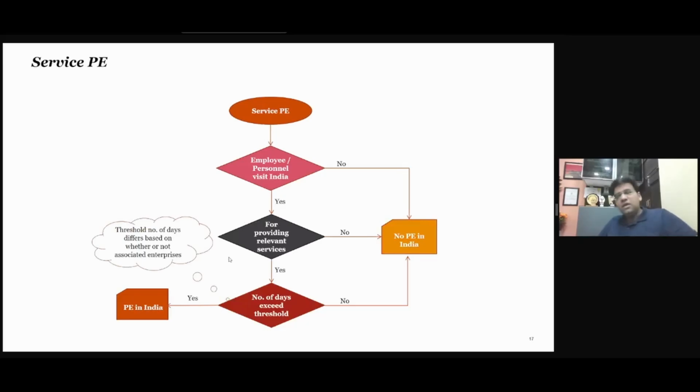Coming to service fee, again we discussed, if the foreign company is sending its employees or personnel for visit in India, and they are providing relevant services, and the number of days exceed the threshold, in those cases, the PE would be said to be satisfied.